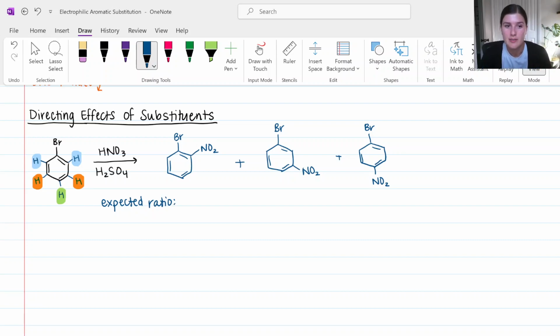Now, we might expect if this reaction were to take place that we'd have a different ratio or a different amount of these products. Since there are two hydrogens that would produce the first product, the ortho bromo nitrobenzene, same thing for the second product, but then only one hydrogen that could produce the final product, the para bromo nitrobenzene, then we might expect, just based on that, that we have a 2 to 2 to 1 ratio of these products. Again, because of the hydrogens that would produce each of these.